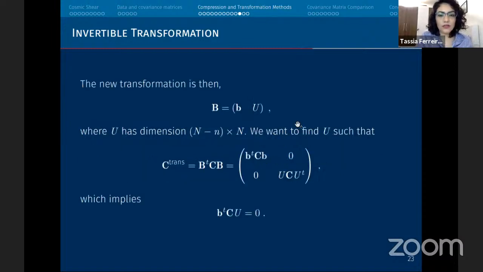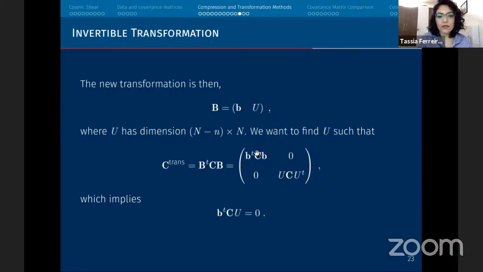So this is the invertible transformation. We took the old compression scheme, this V, and we extended it down. So we added this U matrix here. The compression scheme before was 16 by N, where N for the DES covariance matrix is 227. For it to be invertible, it has to be square. So this new capital B here is going to be 227 by 227, so it's N by N, and it's going to be invertible. So we can go from the full covariance matrix to the compressed one and then back again.